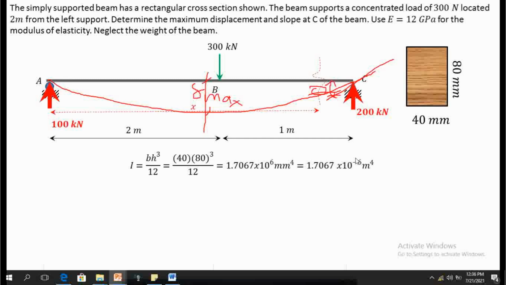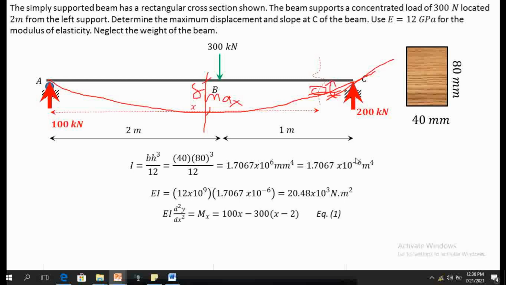For my convenience, I converted the moment of inertia into meters. Then given naman si E, that is 12 gigapascal, I can solve now the value of my EI, that is equal to 20.48 times 10 raised to 3 Newton meter squared. Then, pwede na akong mag-drawing ng aking moment equation.